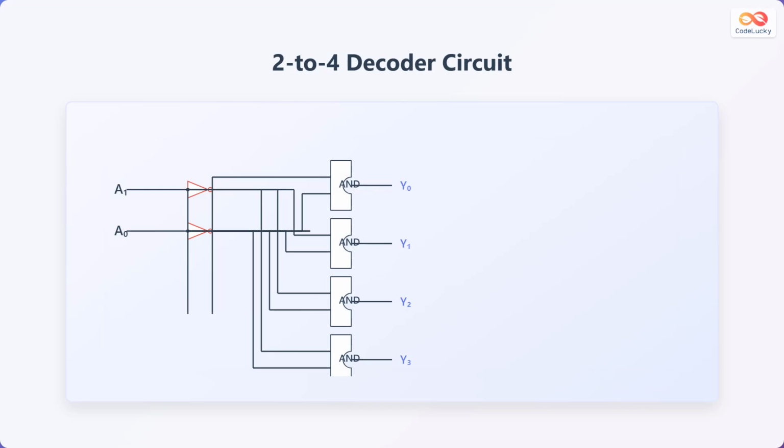Here is the circuit diagram for a 2 to 4 decoder. The circuit consists of 2 inputs, A1 and A0, which are connected to NOT gates to produce their complements. The outputs of the NOT gates and the original inputs are then fed into 4 AND gates. Each AND gate corresponds to one of the 4 outputs, Y0, Y1, Y2, and Y3. These AND gates decode the input combinations to activate the corresponding output.